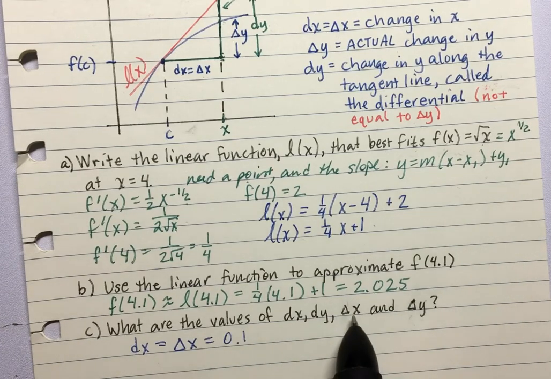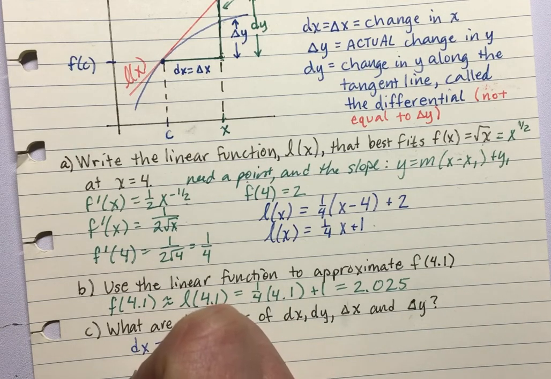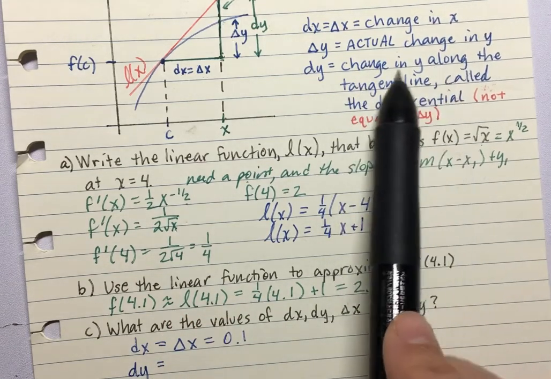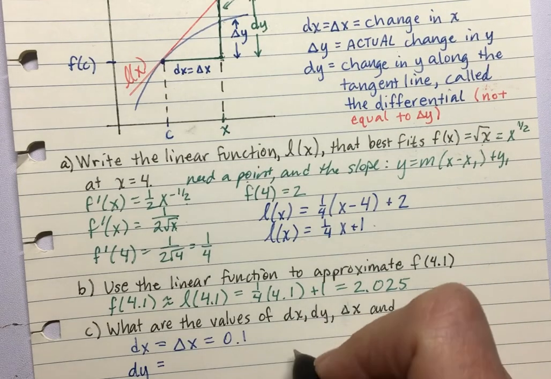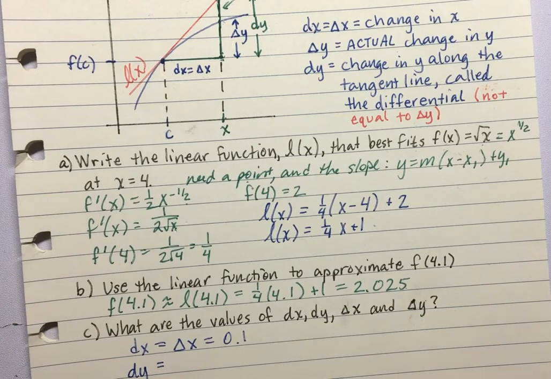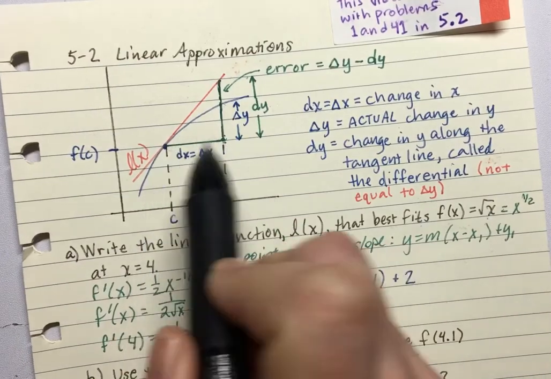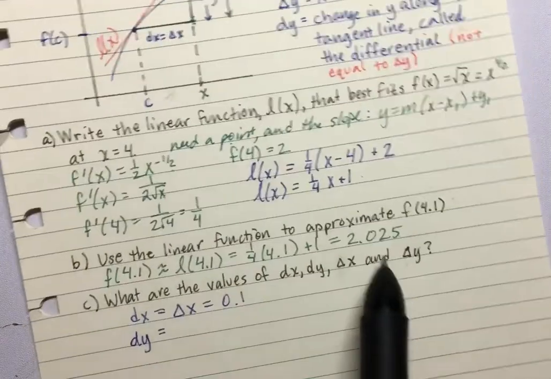And then our dy and our delta y, if we can find those. Our dy, remember, is the change in y along the tangent line. So this is that change on the tangent line. On our tangent line, we went from the point (4, 2) to (4.1, 2.025).